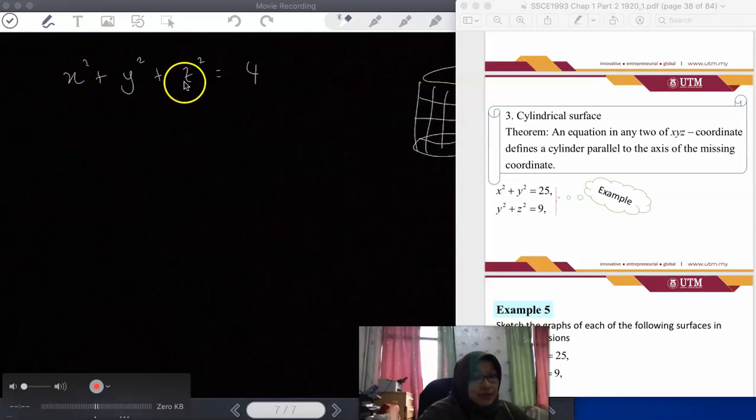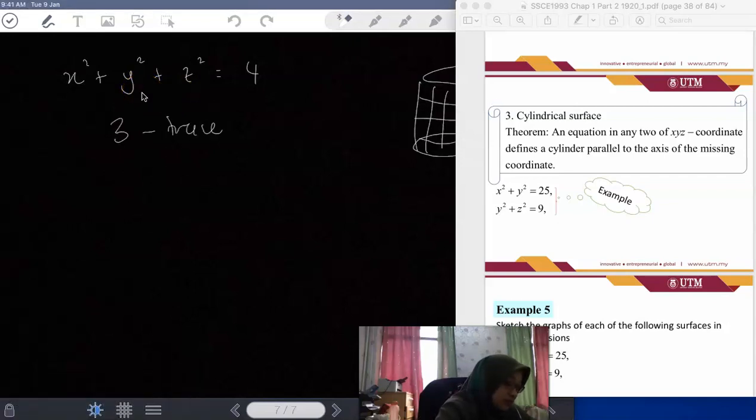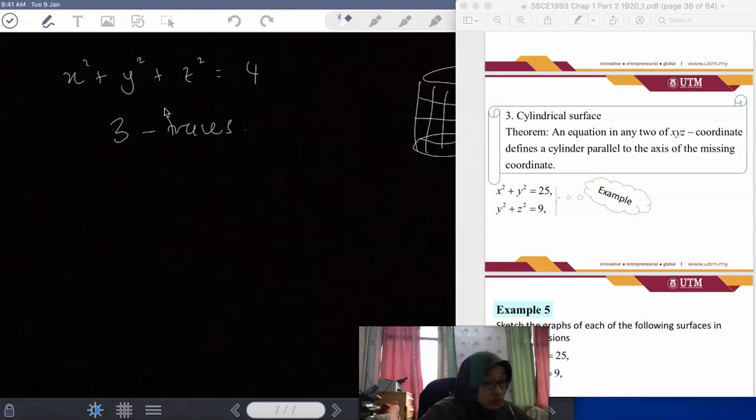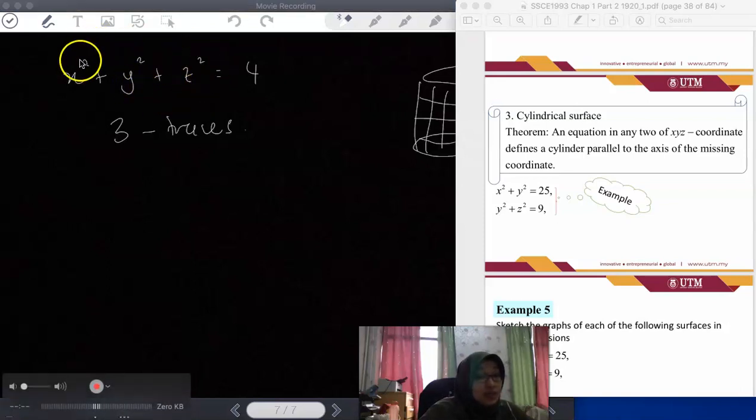Okay, last time for the nonlinear equation, the total variable that we have is 3. So if total variable is 3, you have to provide 3 traces. Okay, so this is applicable for nonlinear equation and also linear equation. Remember we have sketched the tetrahedron. That one is a linear equation, but the total variable there is 3. Similarly, here you also have 3 variables, but now we have nonlinear equation. So that's why your sketching is not a plane. This one is sphere, something curvy.